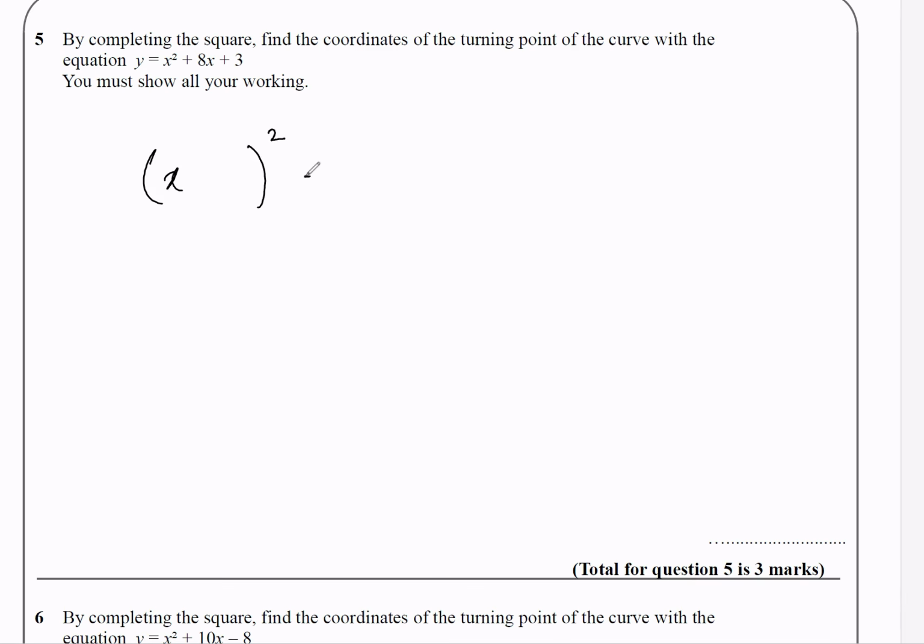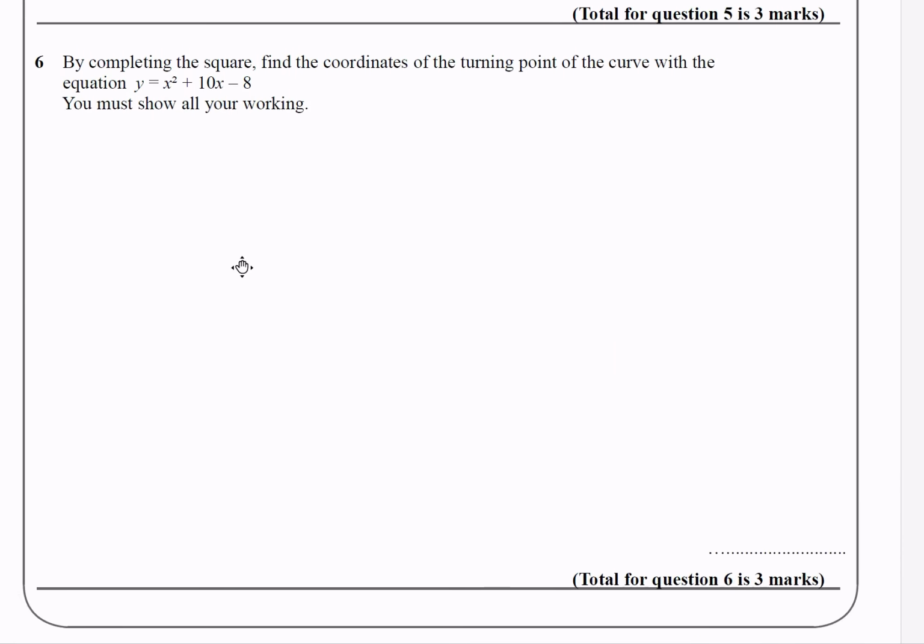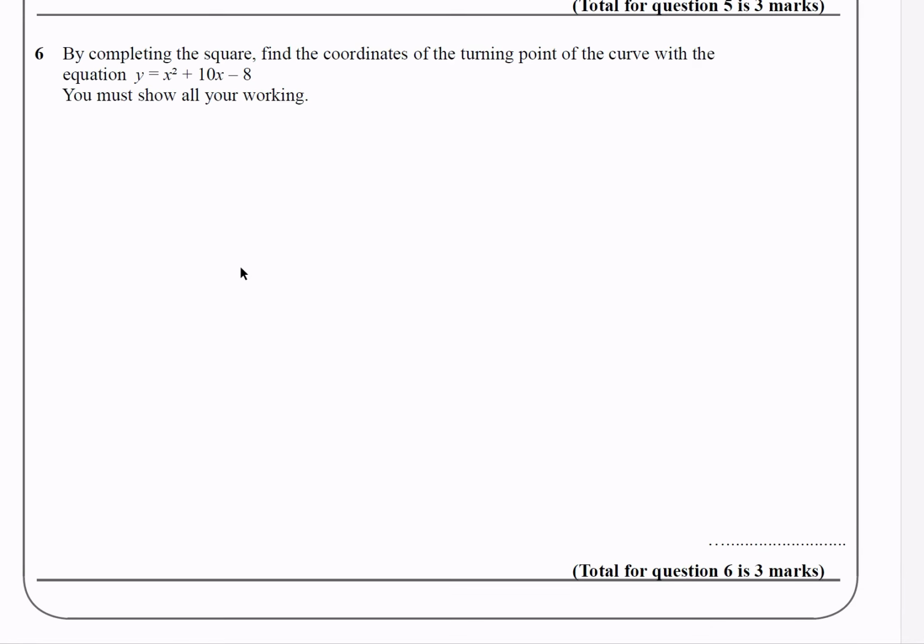x squared minus, sign plus 3, plus 8 divided by 2 is 4. 4 squared is 16. Minus 16 plus 3 is negative 13. If you have the same answer, let me know. Okay, good. See, it's very easy. I told you completing the square is the easiest topic of your whole syllabus. Is it or not?